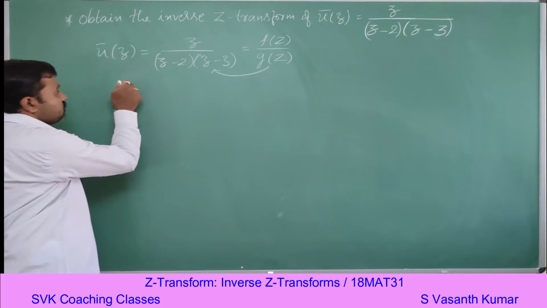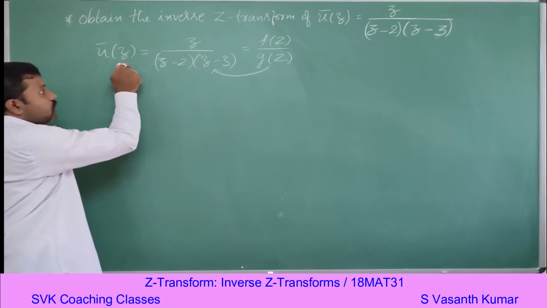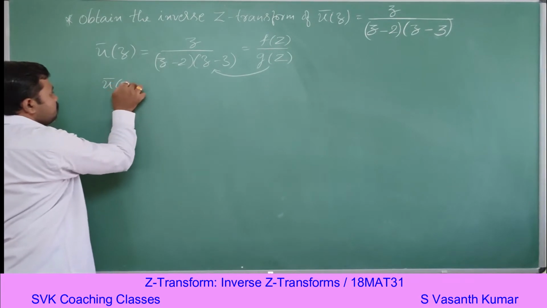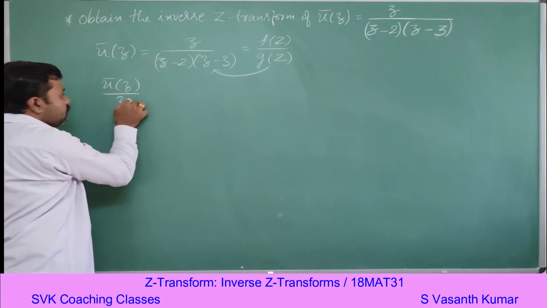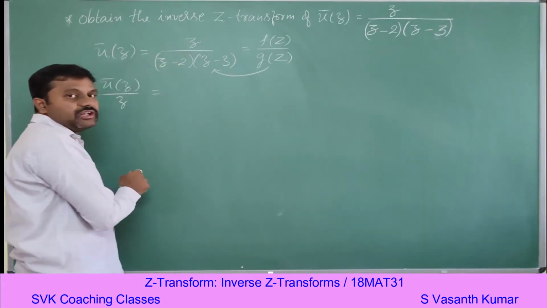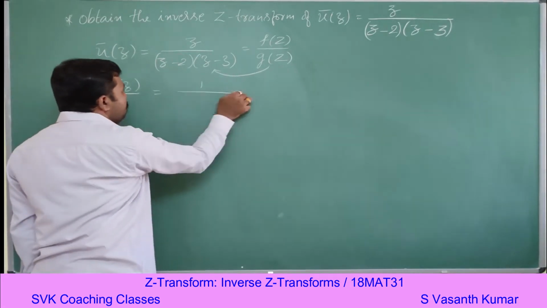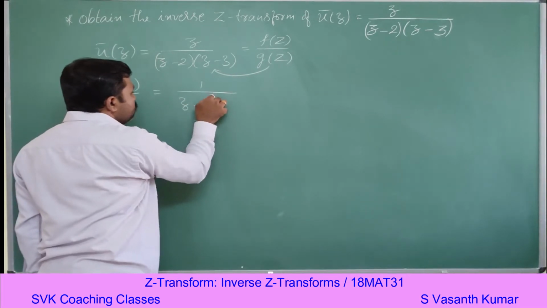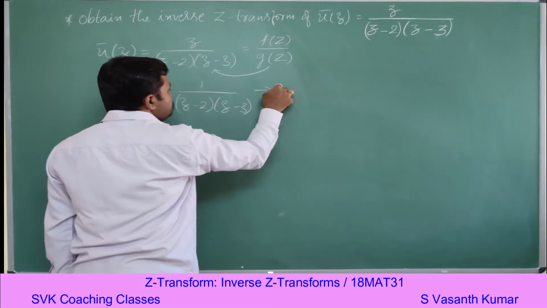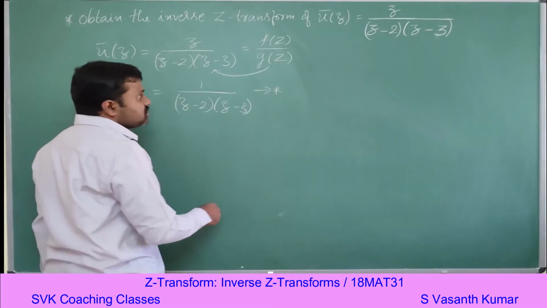Now, the second procedure, step number 2, says that we divide by Z. If you divide by Z, you get U bar of Z by Z equal to, Z by Z gets cancelled, 1 by (Z minus 2) into (Z minus 3). Name this as equation star.